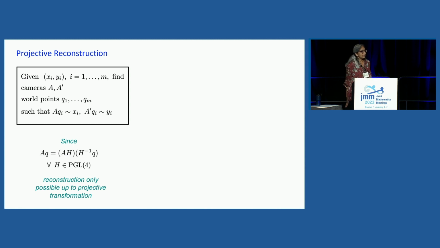So if I'm able to do a reconstruction from my image correspondences, then I can only do it up to a projective transformation. Okay, so this is another reason why this is called a projective reconstruction. It comes from a projective camera, but also the reconstruction is only possible up to a projective transformation.